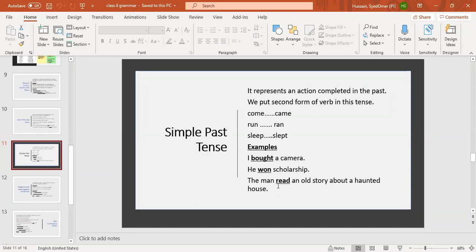For example, I dash newspaper daily. It is my habit. So I'm going to put read. I read newspaper daily. I dash newspaper yesterday. I read newspaper yesterday. Spelling will remain the same, R-E-A-D. Okay, but pronunciation will be different. So in simple past tense, we put the second form of verb. It represents our action which happened in the past. Okay, when we are mentioning the words like yesterday, ago, before, then it means that the work is done or action was completed in the past.